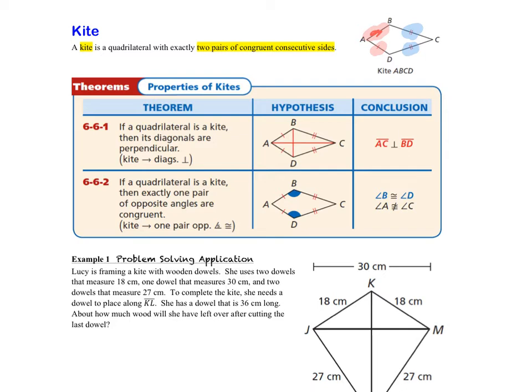Some other things that you need to know about kites. In kites, diagonals are perpendicular. That's just like in a rhombus, the diagonals were perpendicular. If you have a kite, you have one pair of opposite angles that are congruent. I think of it as the pair that's in between the 1 and the 2 for the congruent marks.